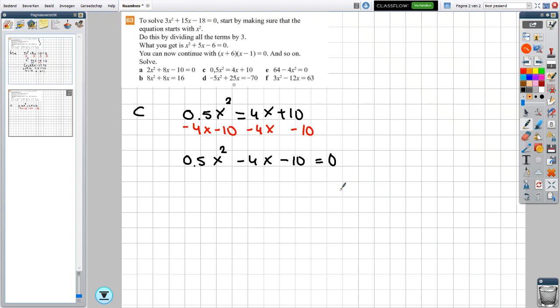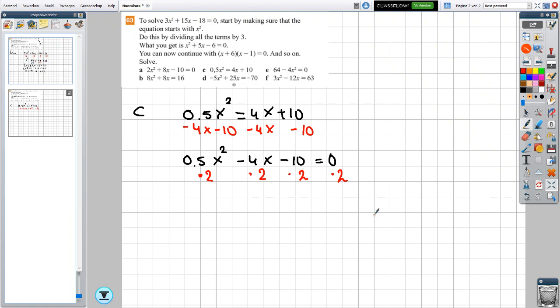And here, that's why I chose this exercise. You can now either say, I want to get rid of this half. How can I get rid of a half? How can I make this 1x squared? Yes, some of you will say, no, I'm not going to divide. I'm going to do this times 2, because 2 times a half is 1 as well. But then you should multiply this by 2, this by 2, and this by 2 as well.